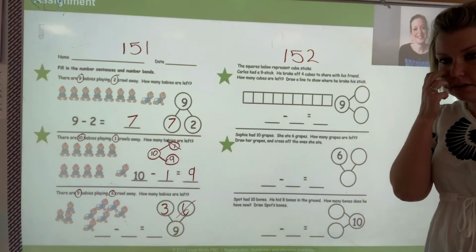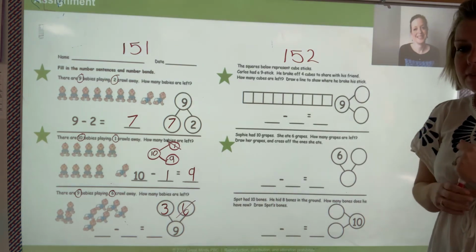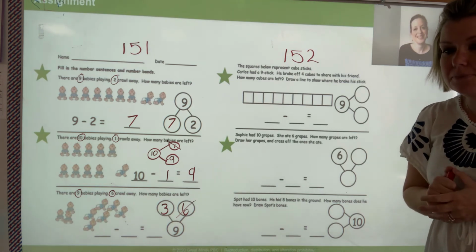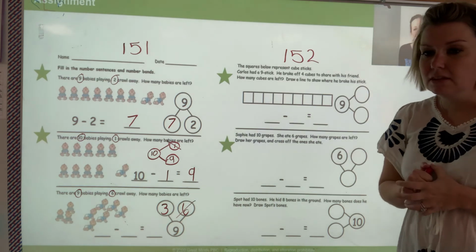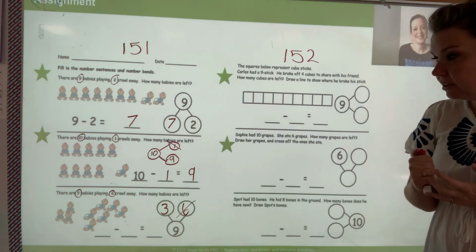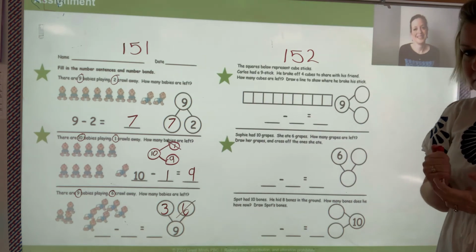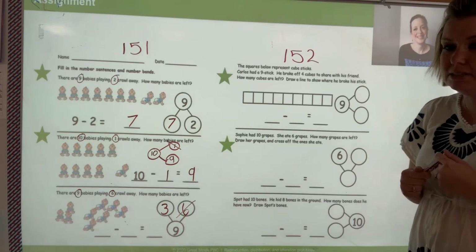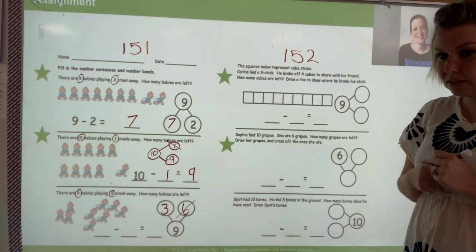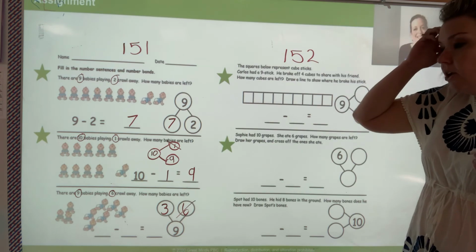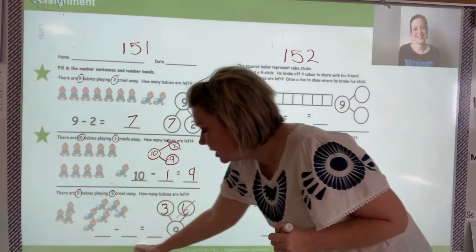Now I need someone to read the number sentence to me so I make sure I have that right. DJ, can you read the number sentence to me? DJ. Read the number sentence to me. Which one? Down at the bottom, the last one. Read me the number sentence. There are 9 babies. Not that one, sweetie. Tell me the equation.